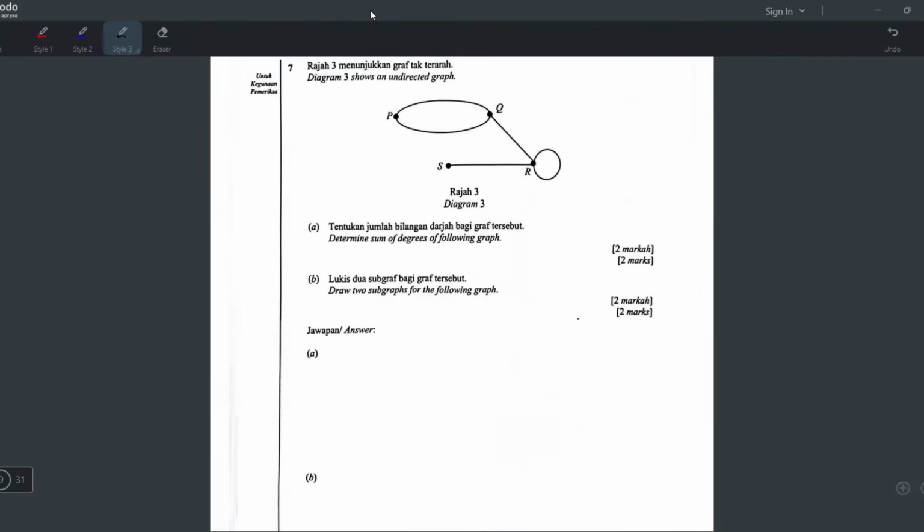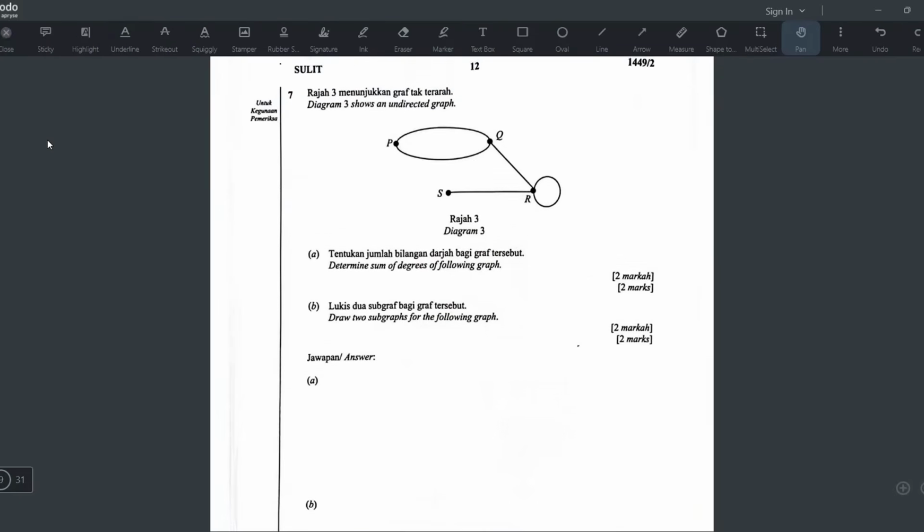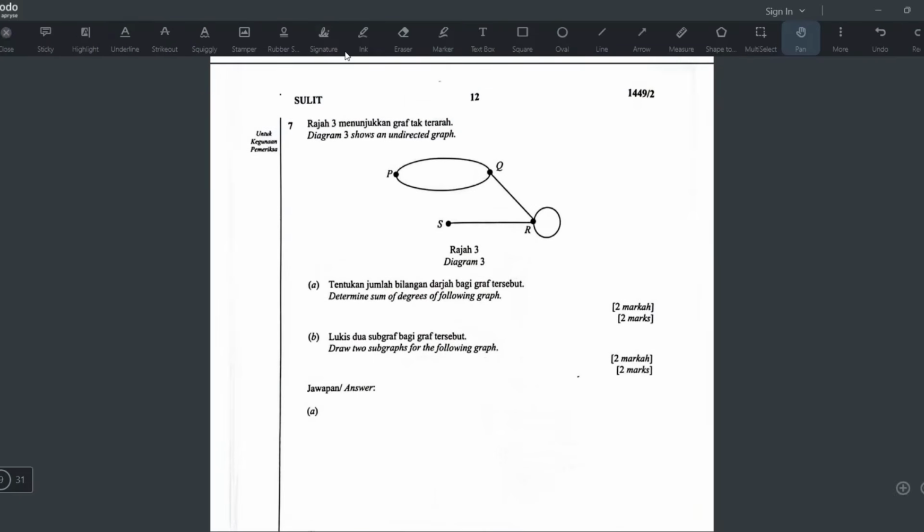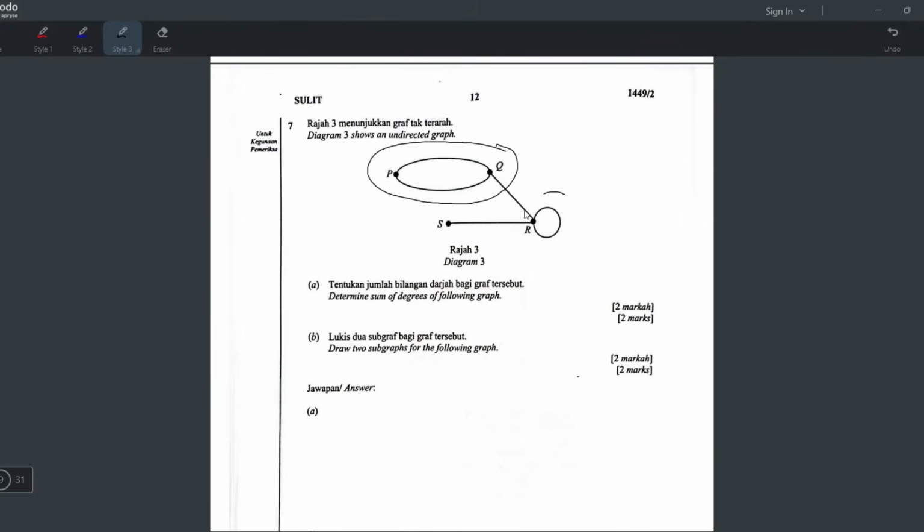Okay, number 7, diagram 3 shows an undirected graph. It means a graph that has no arrows, a graph that has no direction. So if you look at this, you can see that there is no arrow here. It's an undirected graph. But I saw some things here. What is this and what is this? Right, let's talk about PQ. What is this? What do you see here?